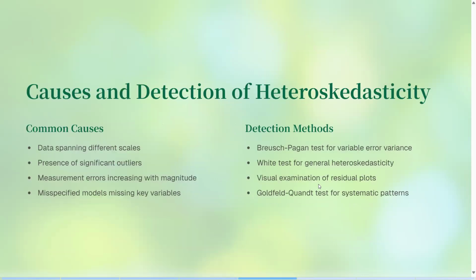So, causes and detection of heteroskedasticity. What basically causes it? Well, maybe your data spans widely different scales, or you've got some extreme outliers, or maybe your model is missing an important variable. To catch it, run a Breusch-Pagan test or White's test, but honestly, a simple residual plot often tells you what's wrong. If your plot starts to look like a funnel or fan shape, yep, that's it.